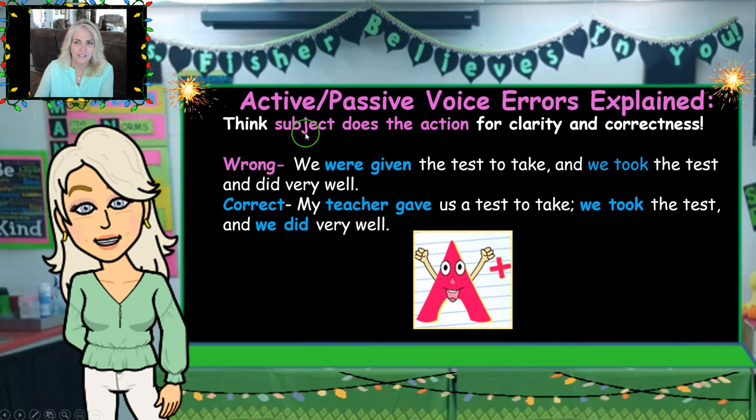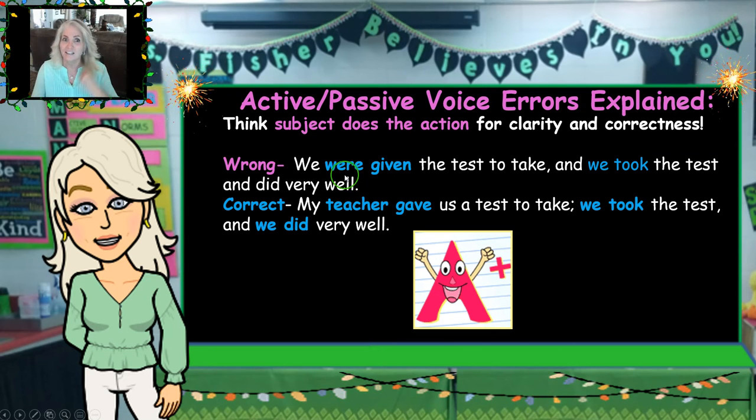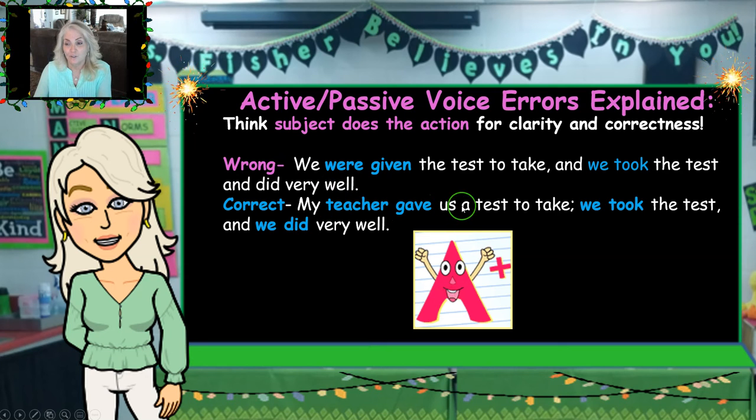So think: subject does the action for clarity and correctness. So this is a wrong way to say it: We were given the test to take and we took the test and did very well. Well, who gave the test? We need to know who for clarity. So this one: My teacher gave us a test to take, and we took the test and we did very well. Now we have clarity.